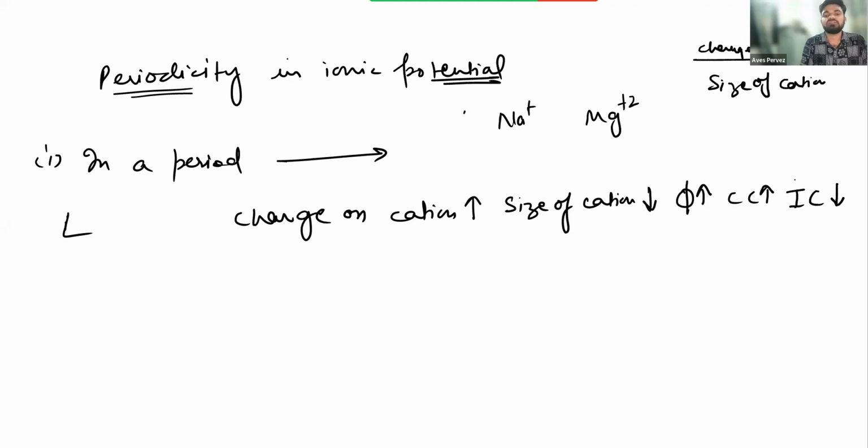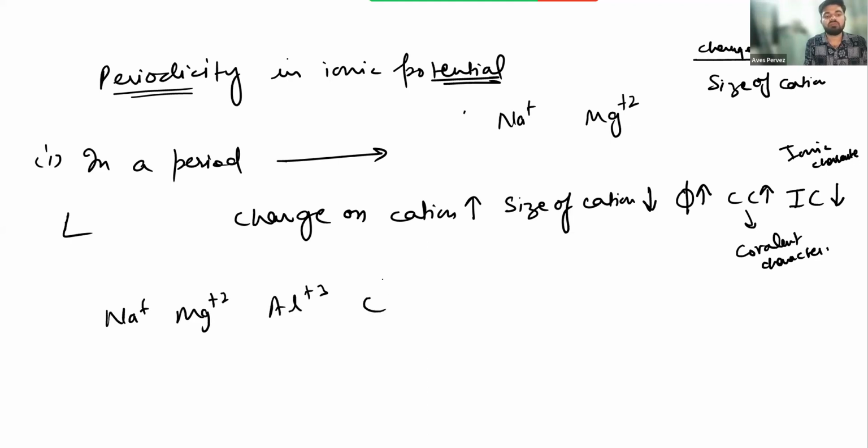IC means ionic character, understood? And CC is covalent character. So if I write sodium Na 1 positive, then magnesium 2 positive, then aluminium 3 positive, silicon 4 positive, then phosphorus 5 positive, then sulfur 6 positive, and chlorine 7 positive.